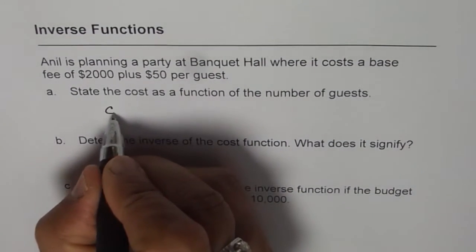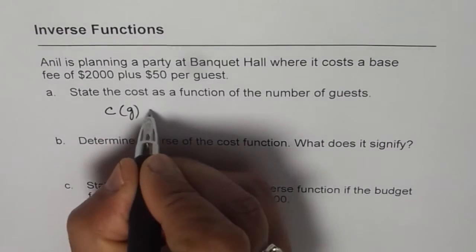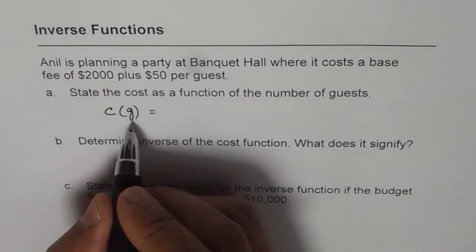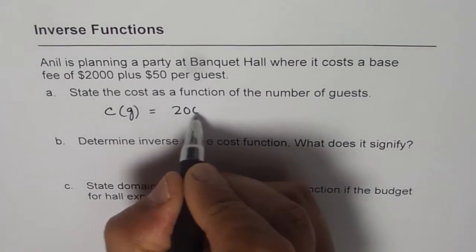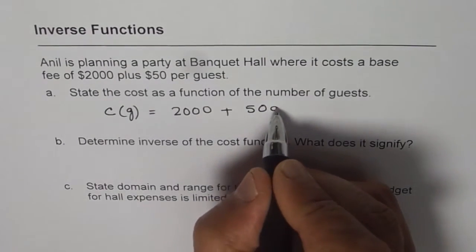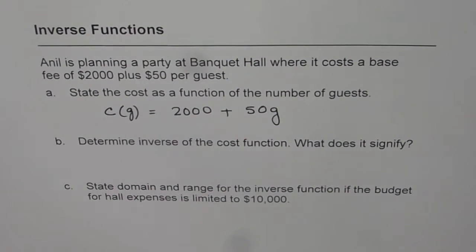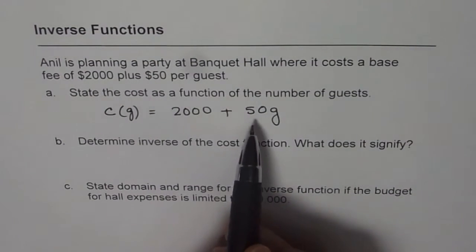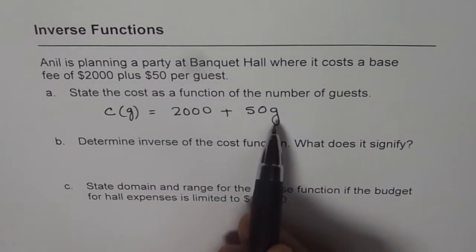Let us say C is the cost and G is the number of guests, right? In that case, C of G is equal to 2,000, the fixed cost, plus $50 per guest, where G is the number of guests. Now determine the inverse, that means we have to rearrange this equation and find G.